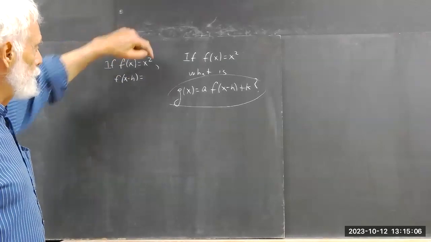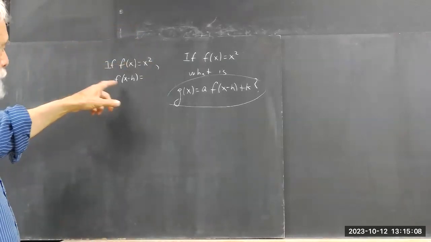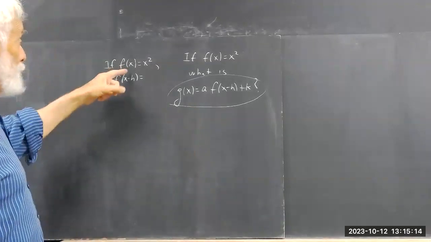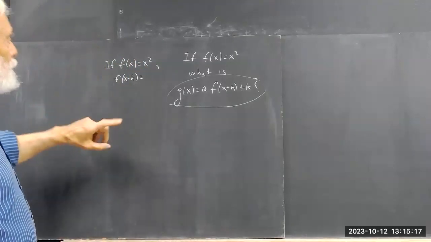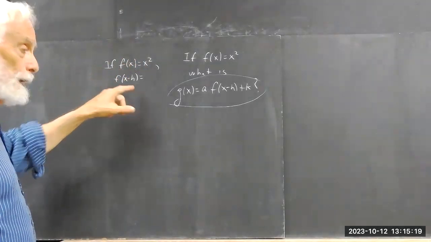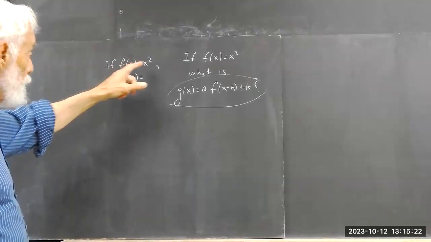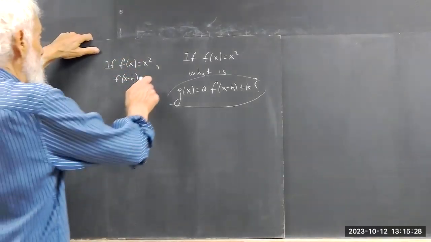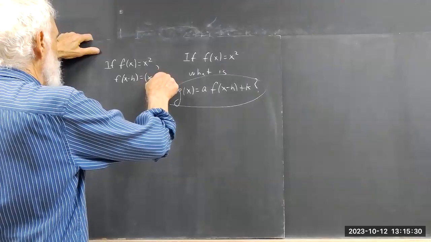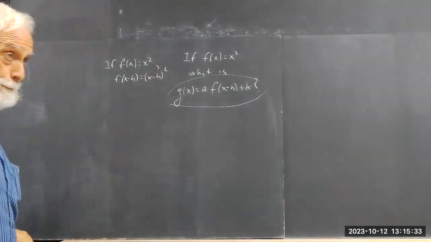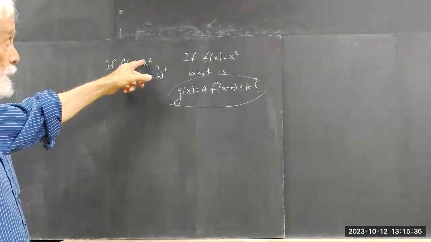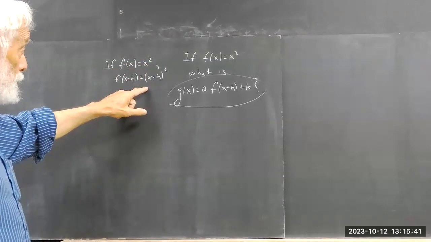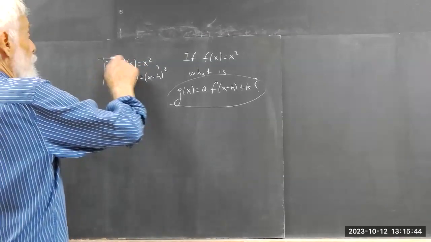Okay, f of x equals x squared. If you want to do f of aardvark, what are you going to get? You're going to get aardvark squared, right? Because x is now aardvark. Well, here, x is not aardvark. x has been replaced by x minus h. So I replace this x by x minus h, and I get the square of x minus h. There's no f over here because there's no f here. So make sure you understand.